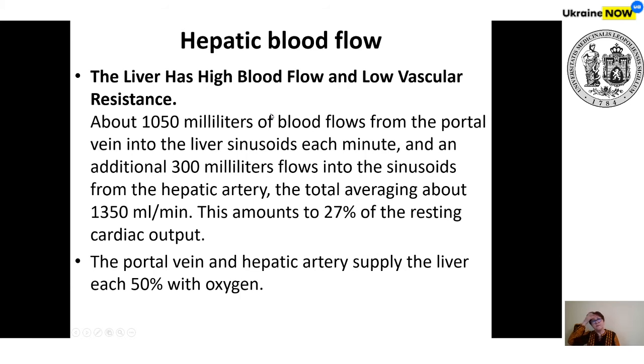Hepatic blood flow. The liver has high blood flow and low vascular resistance. About 1,050 milliliters of blood flows from the portal vein into the liver sinusoids each minute, and an additional 300 milliliters flows into the sinusoids from the hepatic artery. So the total averages about 1,350 milliliters per minute. This amounts to 27% of the resting cardiac output. The portal vein and hepatic artery supply the liver with oxygen, each 50%.